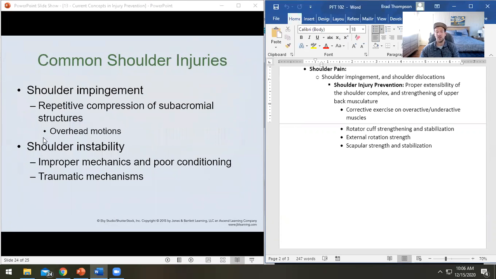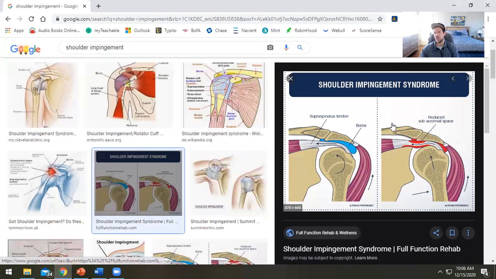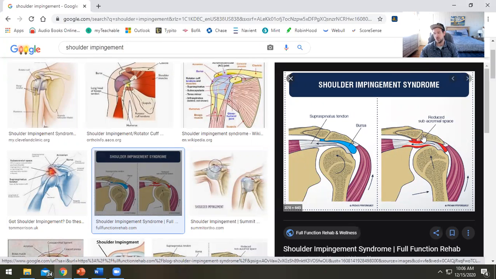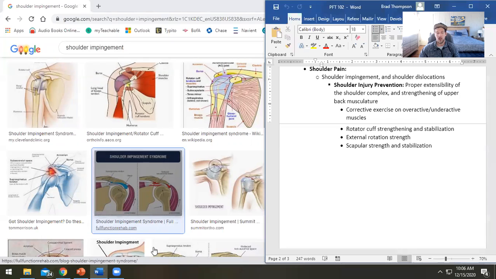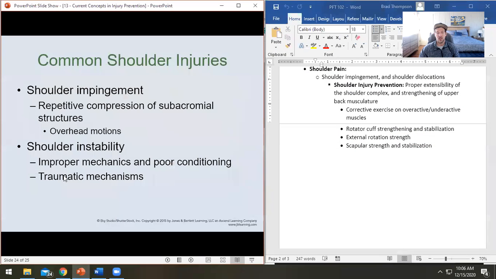So shoulder impingement is repetitive compression of what are called your subacromial structures. It's all this soft tissue underneath what's called your acromion process. So we see a lot of compression in these soft tissues getting pinched between hard tissues. And then we're going to see shoulder instability. Shoulder instability is obviously going to lead to altered movements because you're not stabilizing your shoulder the way you're supposed to. So then you're moving your shoulder improperly.